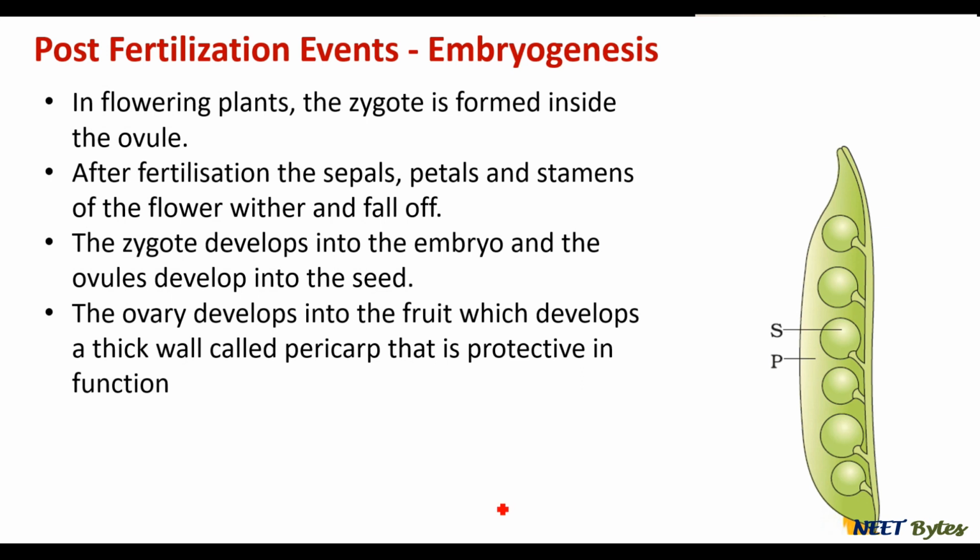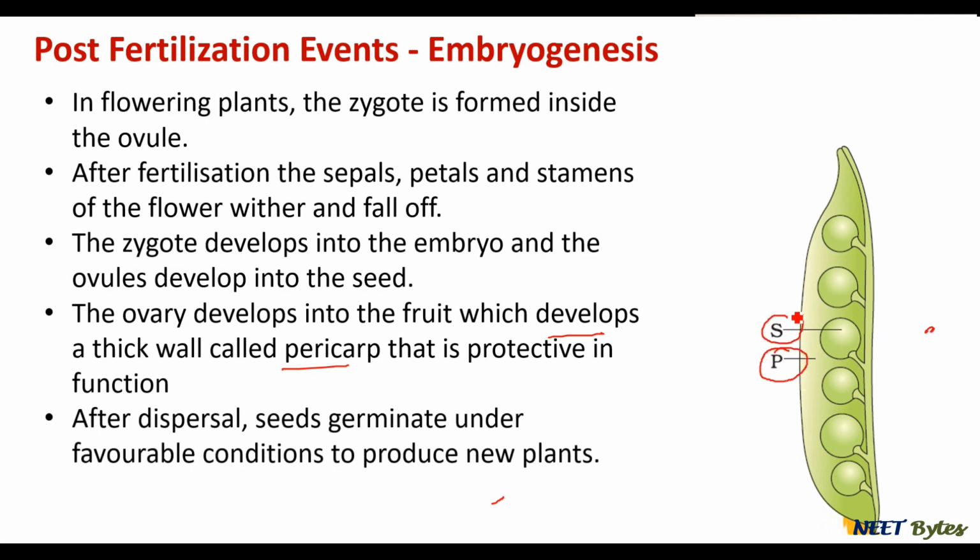If you talk about the fruit, the fruit develops a protective thick wall called the pericarp. Okay, that is protective in function. In this diagram you can see that this is the pericarp and this is the seed, right? So after dispersal, the seed germinates under favorable conditions to produce a new plant, right?